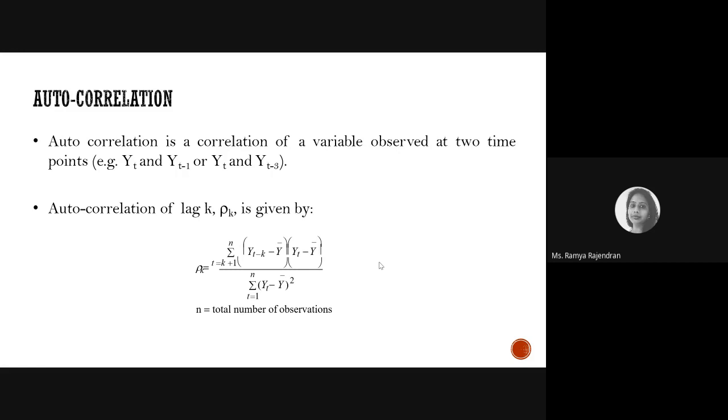For example, you might have a value measured for today, so you can call that Yt, and the value measured for yesterday, which is Yt minus 1. So you can try to find out the correlation between these two variables. Take the demand for breakfast in the cafeteria of a hospital for today and yesterday. You can try to find out the correlation between today's demand and yesterday's demand.